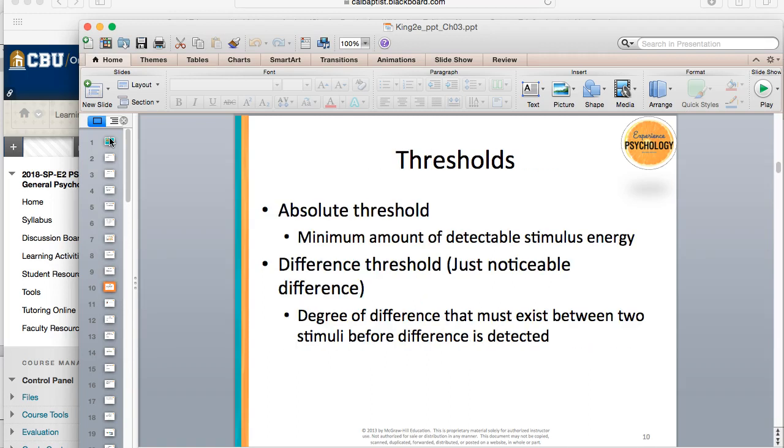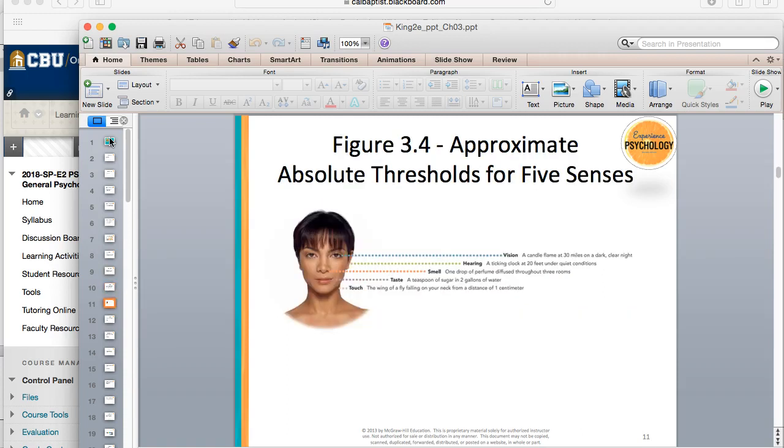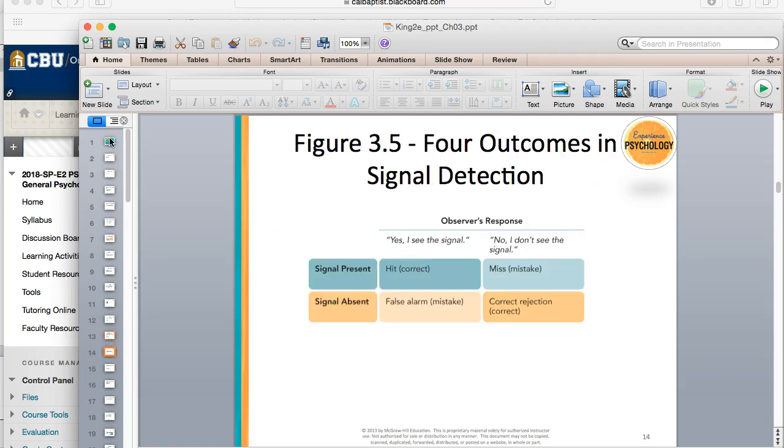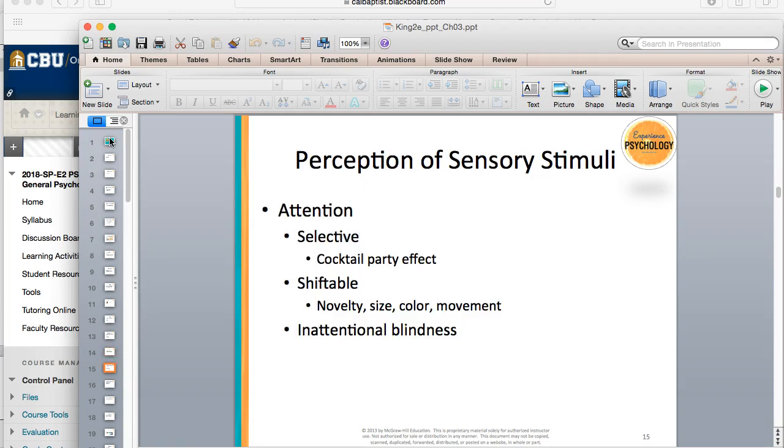Okay, so thresholds. I'm going to move on. Thresholds. For outcomes and signal detection, you guys can review that.